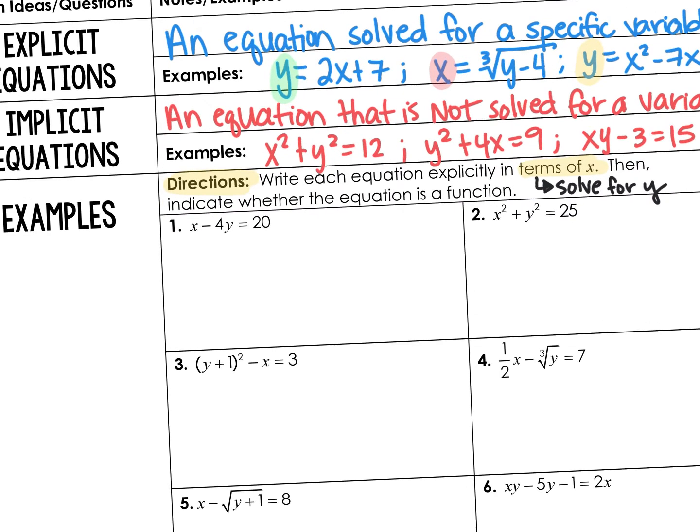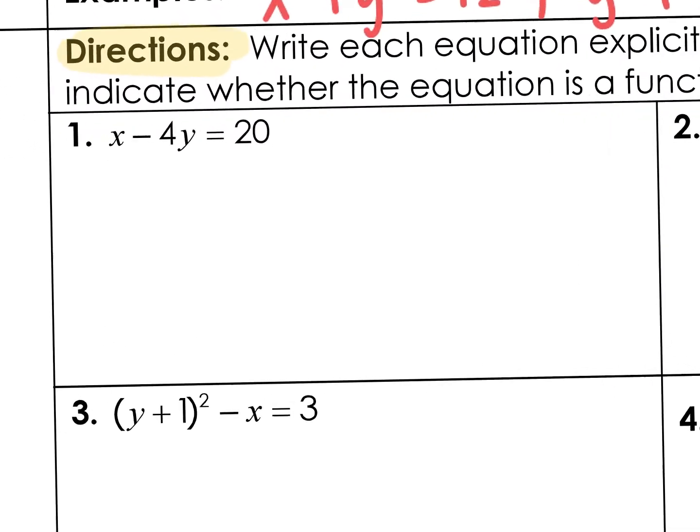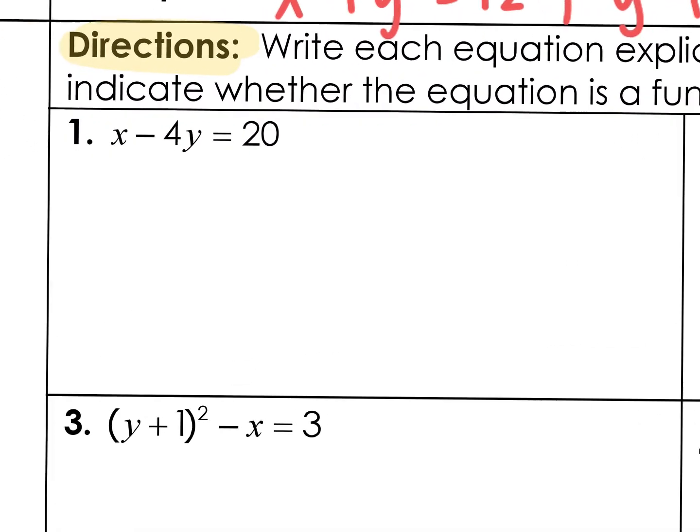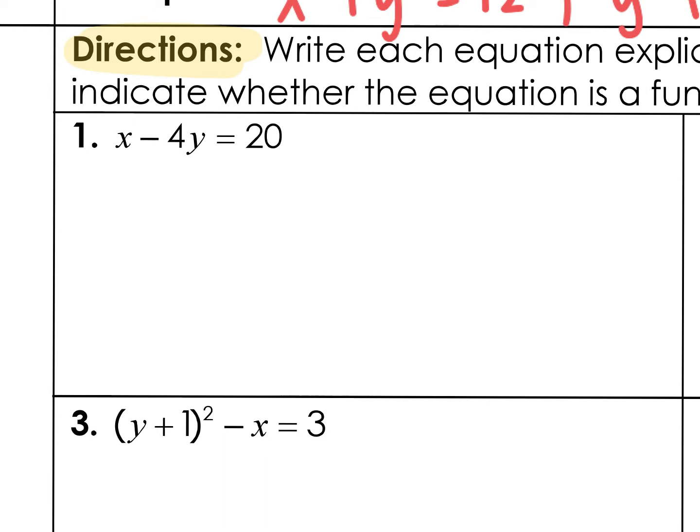All right, let's look at number 1. So basically what we want to do on these is despejar the y. So the first thing I'm going to do on this one is move the x to the other side. I'm going to go minus x. So I'm going to have minus 4y equals minus x plus 20. And then I'm going to despejar my y. I'm going to divide by negative 4. And I have to divide everything in the equation by negative 4.